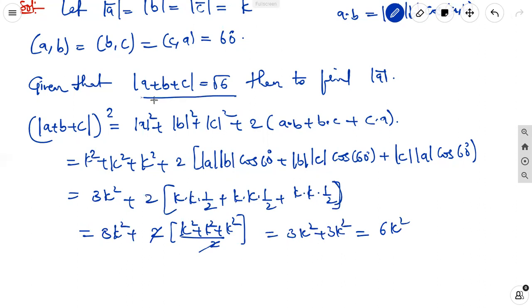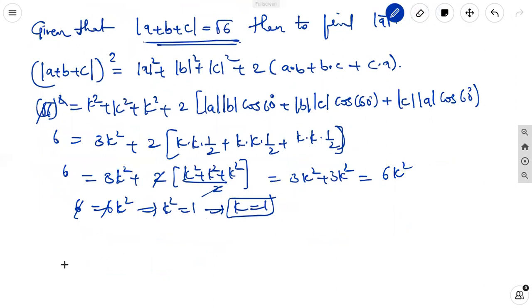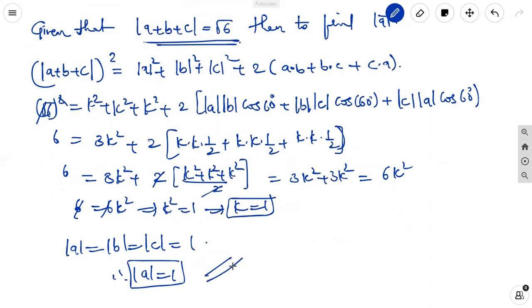But they have given the relation: the modulus of a plus b plus c is equal to root 6. That is nothing but this value is root 6 whole square. Square root cancels, 6 equal to 6k square. 6 cancels, k square is equal to 1. From this, k is also equal to 1. So if k equal to 1, we get the relation mod a equal to mod b equal to mod c equal to 1 only. Therefore, mod a equal to 1. It is the solution.